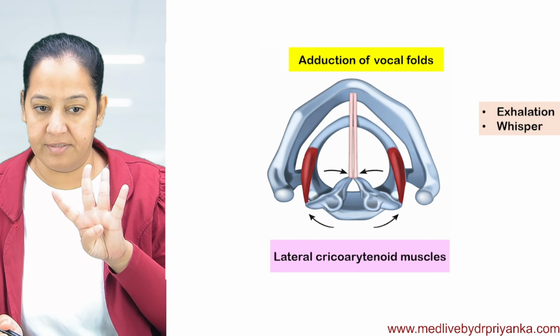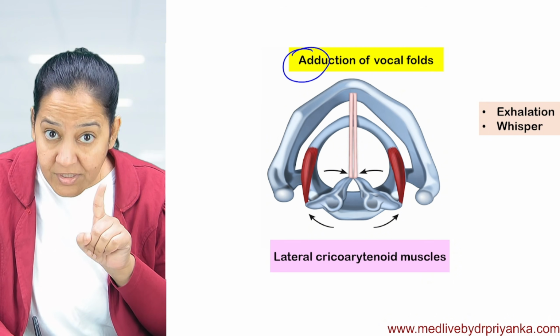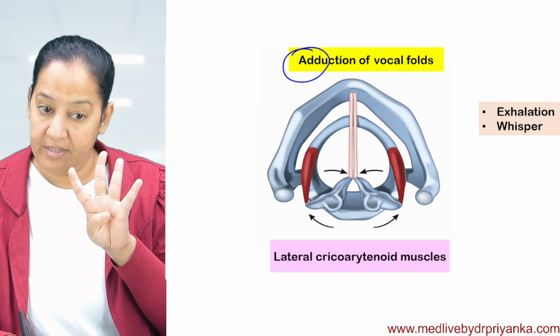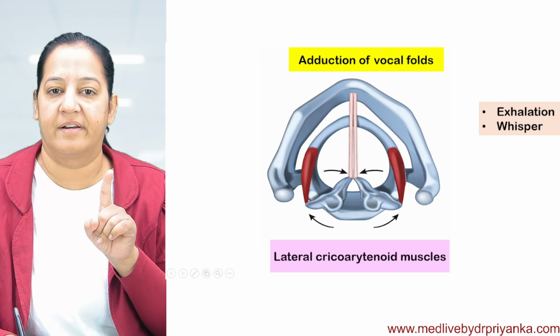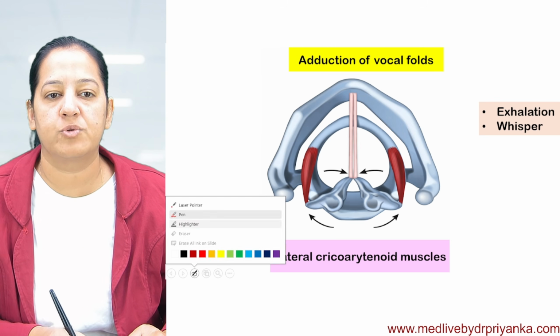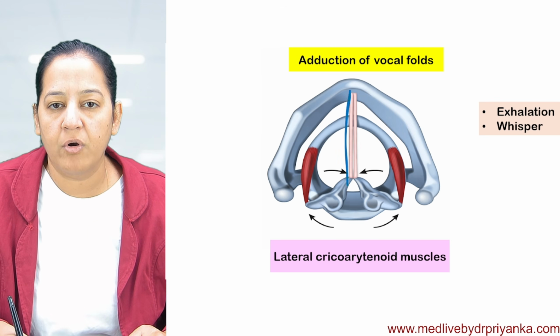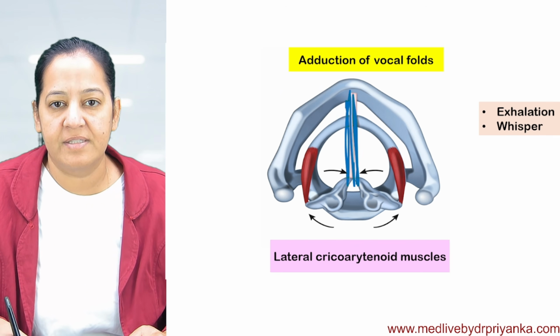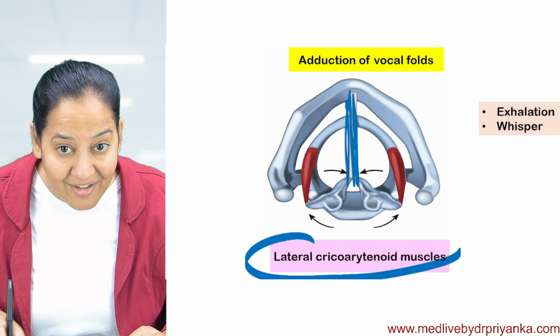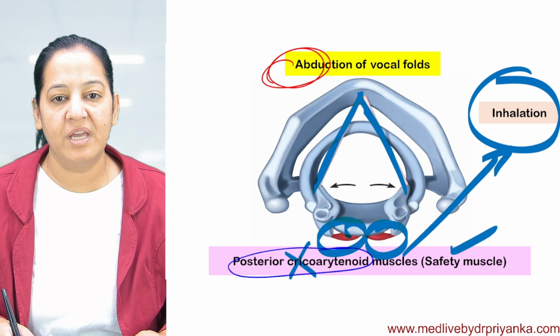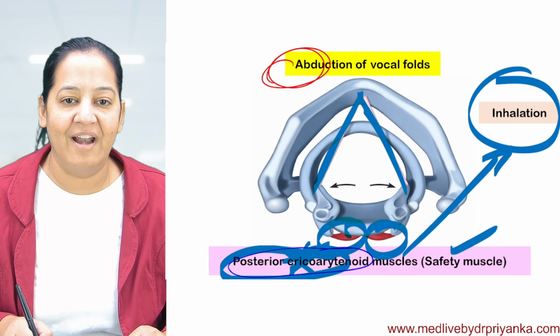Now coming to adductors, there are four adductors. Okay, but the most important adductor among the four is one. There are four, but the most important adductor is the one which brings the vocal cords close to each other. Can you see? The vocal cords are close to each other. Okay, this is the muscle. The name of this muscle is lateral cricoarytenoid. So posterior cricoarytenoid and lateral cricoarytenoid.